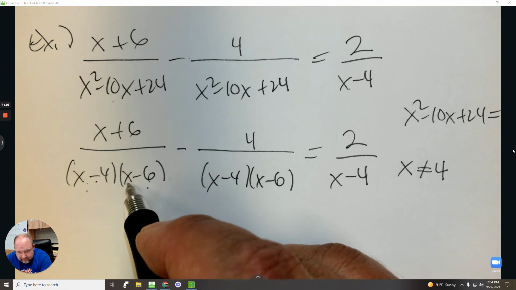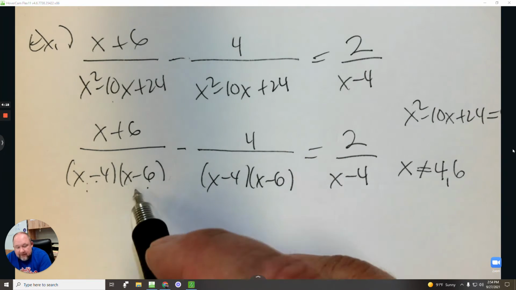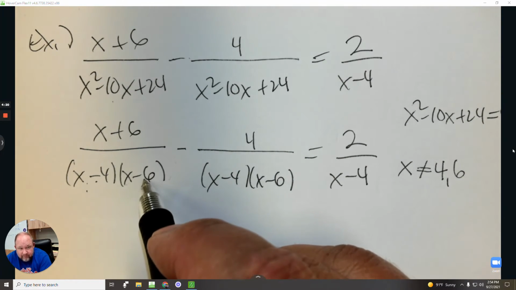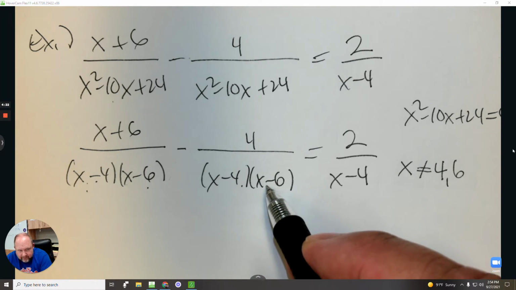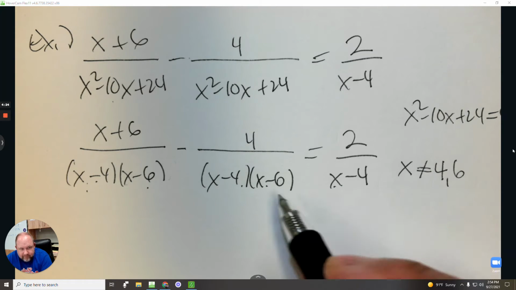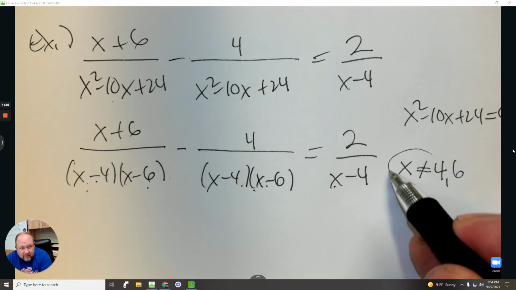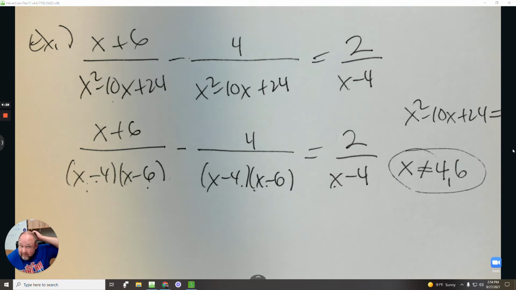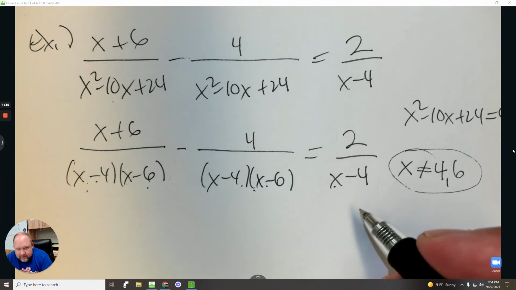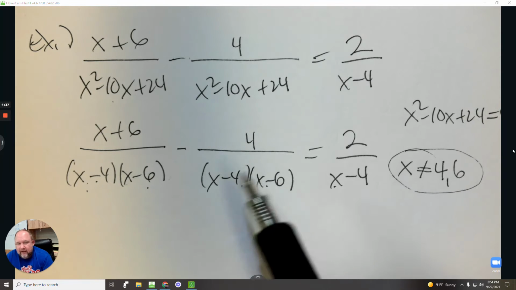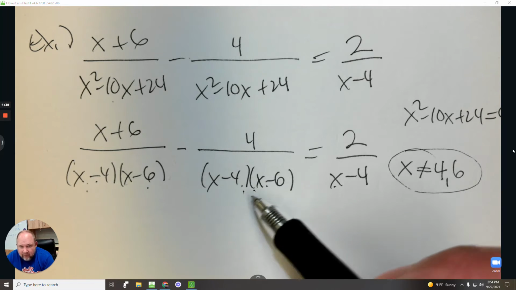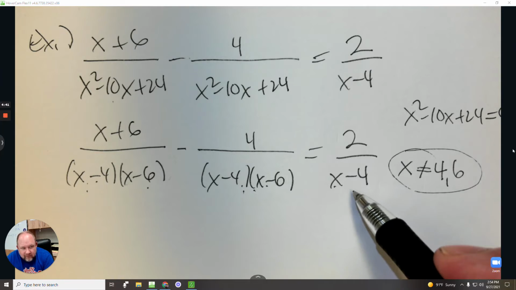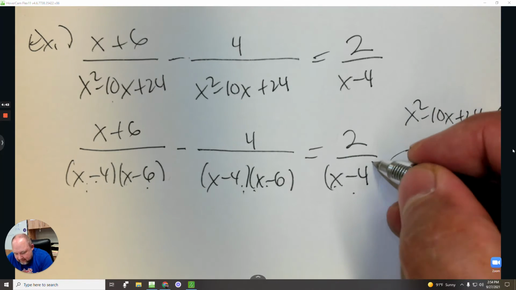X can also not be 6. Because 6 take away 6 is 0. So if I look at each denominator, this one is 4. This one's 6. You can see those are the two answers that x cannot be. Those are your restrictions for the equation. The next step is to make the denominators all the same. Notice the first two denominators are already the same. This last one I need to make the same like the other ones.